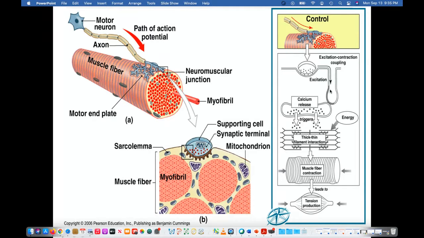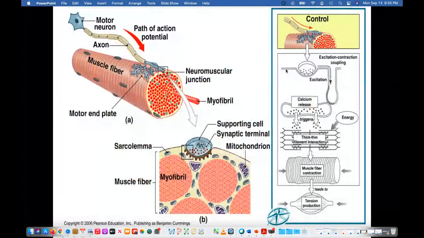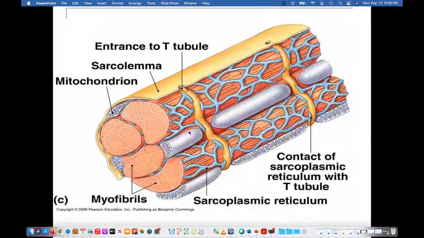Okay? And this T-tubule, this transverse tubule here, butts up against the sarcoplasmic reticulum, which stores calcium. So here, the T-tubule butts up against the sarcoplasmic reticulum, which stores calcium, and the calcium will become released. When that calcium is released, it's going to sprinkle it to what's deep to it, which are all these myofibrils, that sarcomere, the actin and myosin, the thick and thin filaments.